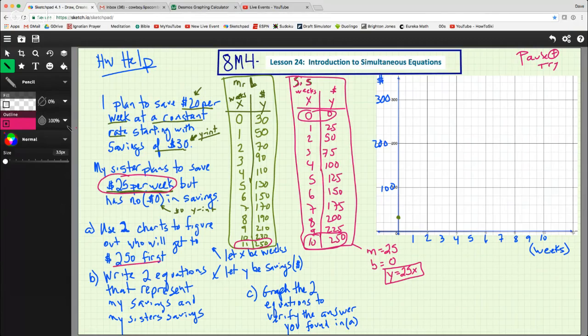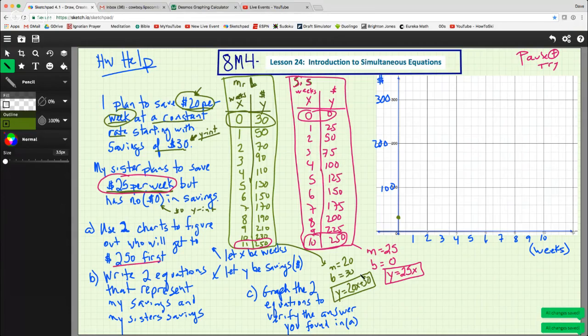Over here, I'm going to switch back to green. I get my y-intercept is 30, and my slope is 20. My slope is 20, $20 per week, and my y-intercept is 30. So my equation here is y equals 20x plus 30.